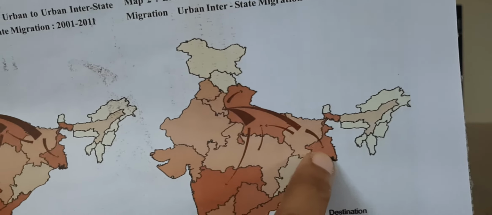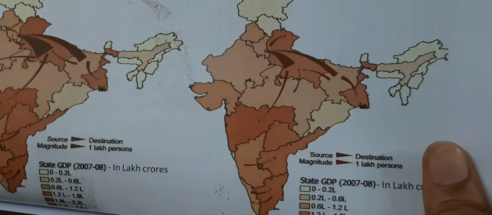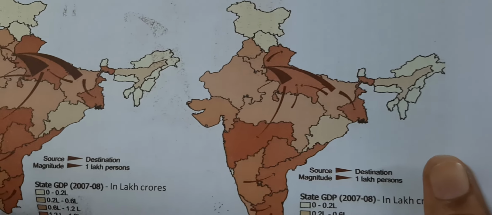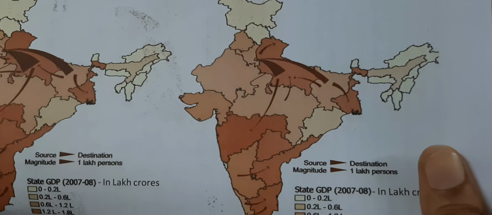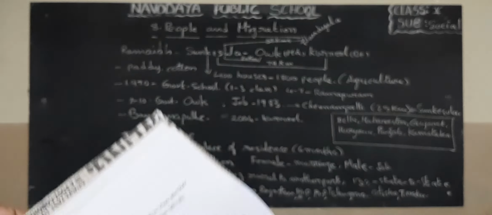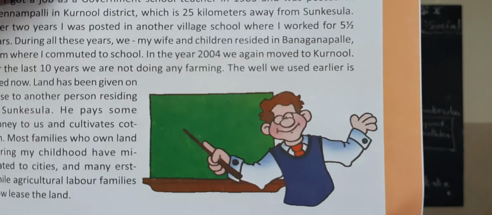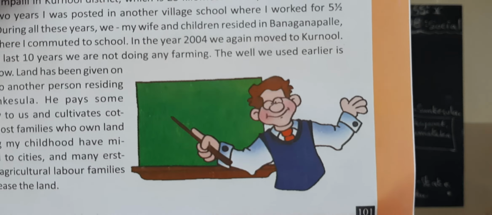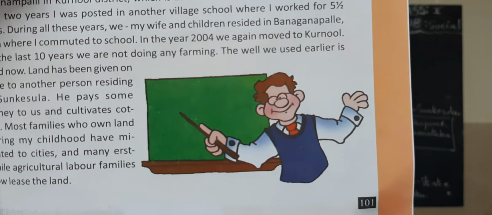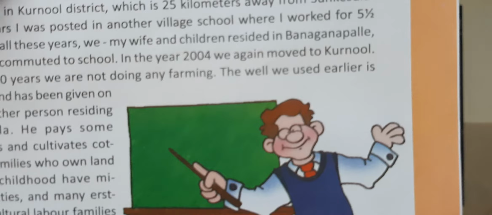Okay, children. So this is the migration scenario we can find in our country, from state to state and also from village to urban, inter-state migration, etc. Now, in this lesson, I spoke about Ramaya. Look at this picture. Ramaya is a teacher. He was born in Sunkesla. He completed up to 3rd class in Sunkesla Primary School. After that he went to Ramapuram for 4th to 7th class. From 8th to 10th class he studied in Auku Government School.